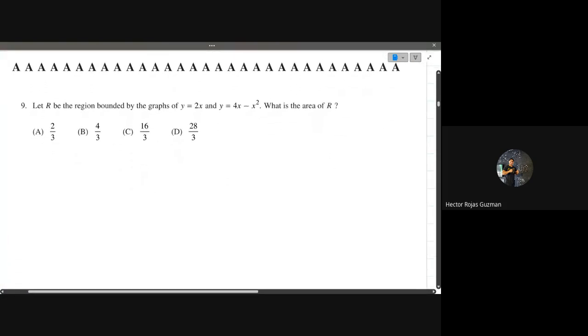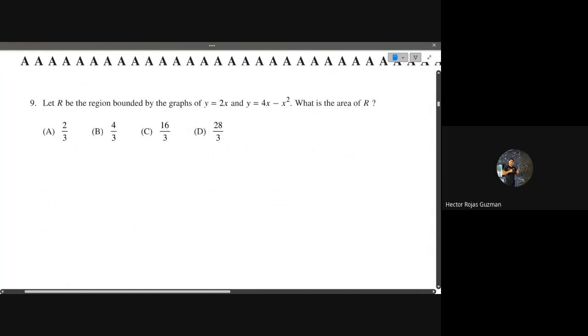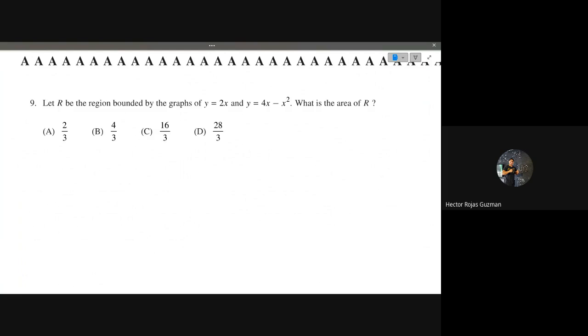Okay, number 9. The region R is bounded by the graphs of 2x and 4x minus x squared. What is the area of R? If I want to find the area of R, we're going to do the integral from a to b, top minus bottom dx. But you have to figure out which is the top and the bottom. Not only that, we also have to find our limits of integration.